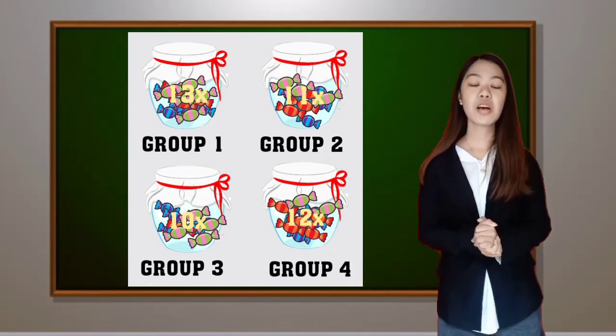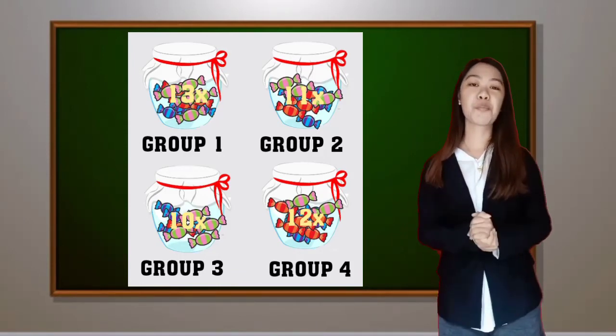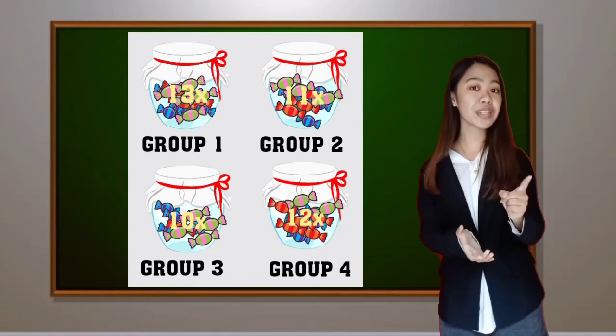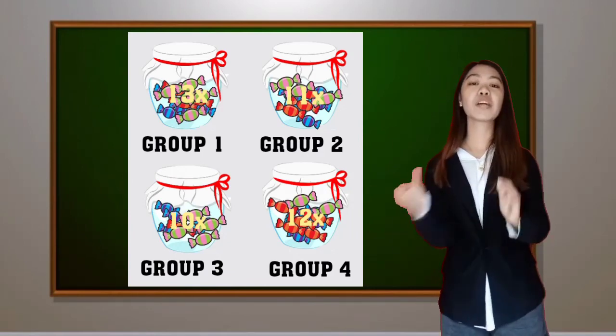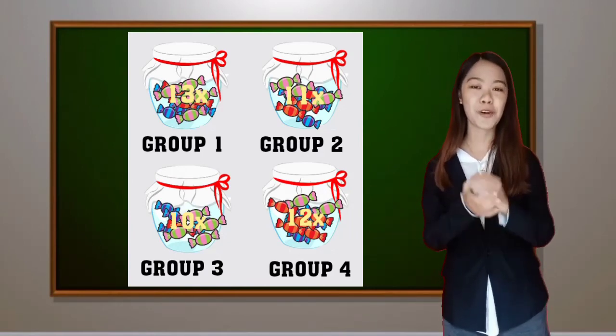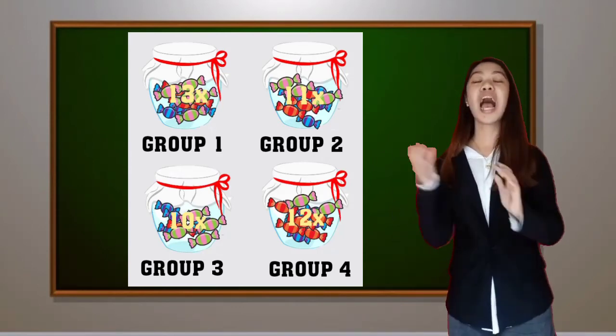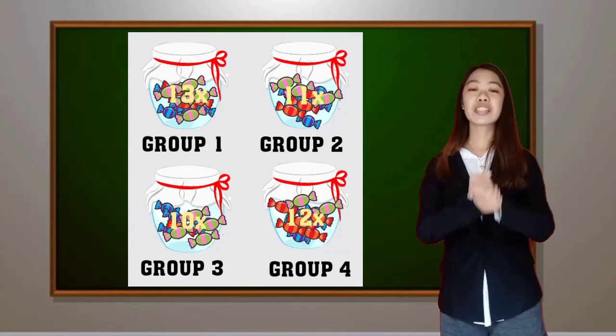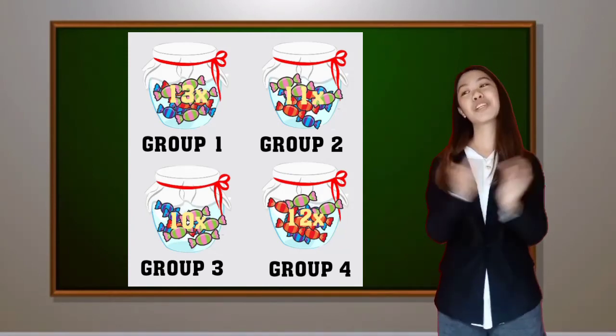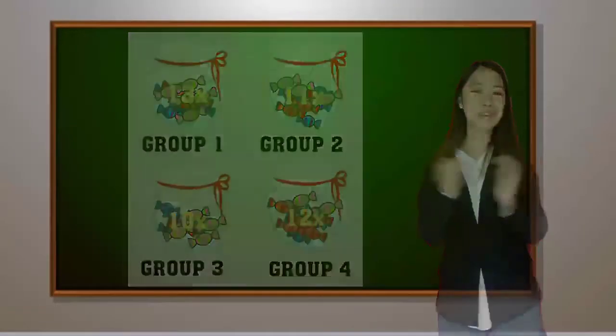Okay, so now Group 1 earned the most candies. So it only means that Group 1 earned the highest points for today. Okay, Group 1, you may claim your reward later after the class. So let's give a round of applause for everyone. Good job, guys. You did very well.